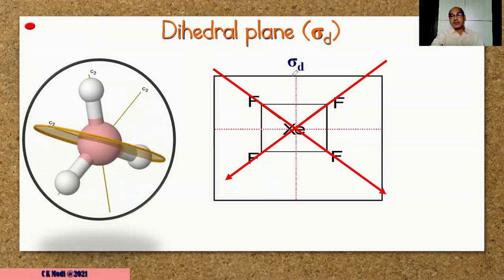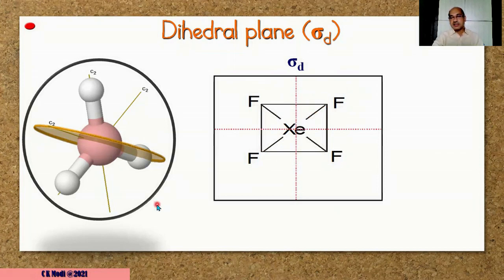Now, dihedral plane, what is the condition of a dihedral plane? It passes through the center of that molecule. Now you can imagine this imaginary dotted line as a sigma d. It passes through the center of that molecule and divides the molecule into two parts, both parts being mirror images of each other. So this part is the mirror image of this part. The one condition is satisfied.